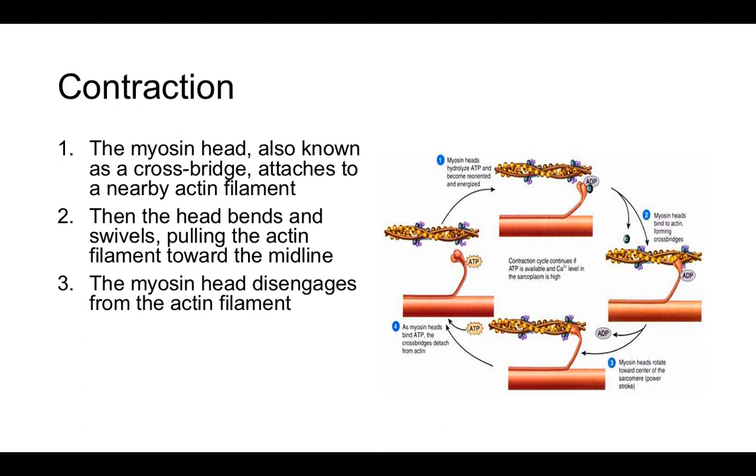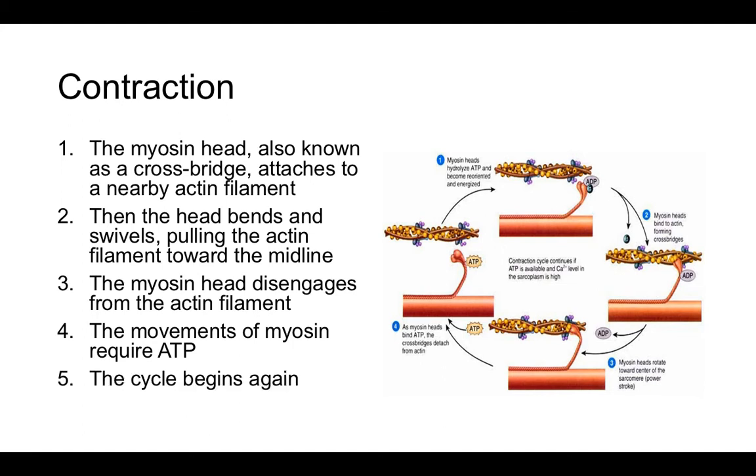The myosin head binds ATP, and the cross bridge is released. We call this kind of like cocking a gun before you shoot it. This is the cocking of the myosin head. It pulls back, ATP is hydrolyzed, it reattaches, it slides, it pulls, and that is contraction. All of this requires ATP, and the cycle continues over and over again.